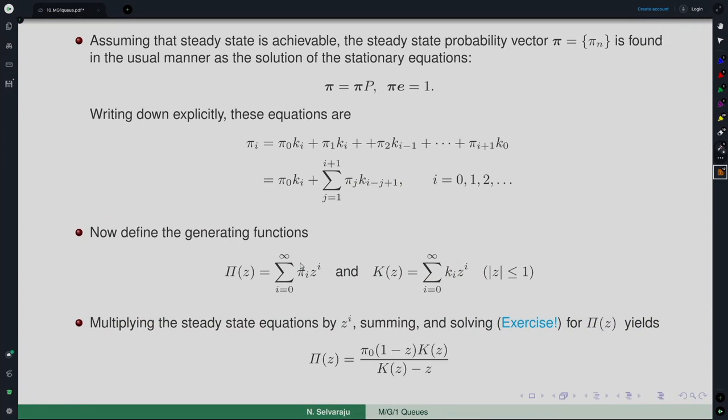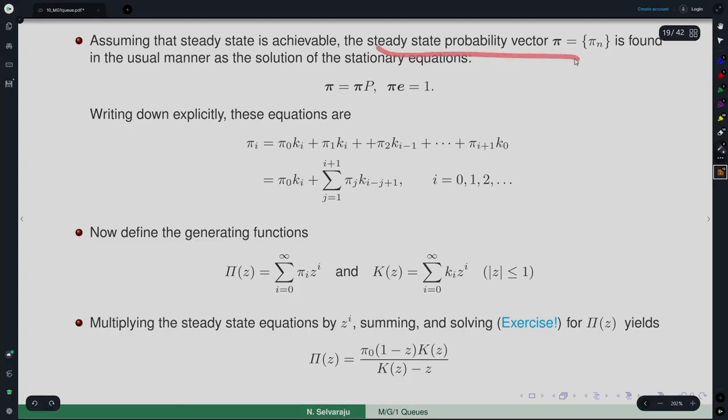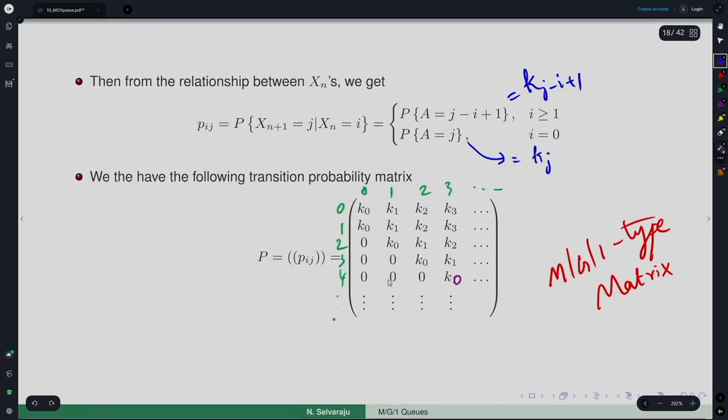Now, assume that the steady state is achievable, which is when we have to find the condition under which the system is ergodic. The necessary and sufficient condition for the steady state to exist is the usual condition of rho less than 1, which we are not going to prove, but you can assume that is the case. Then the steady state probability vector for this Markov chain can be obtained in the usual way as a solution to the stationary equations: pi equals pi P, pi e equals 1, which will give you the stationary distribution.